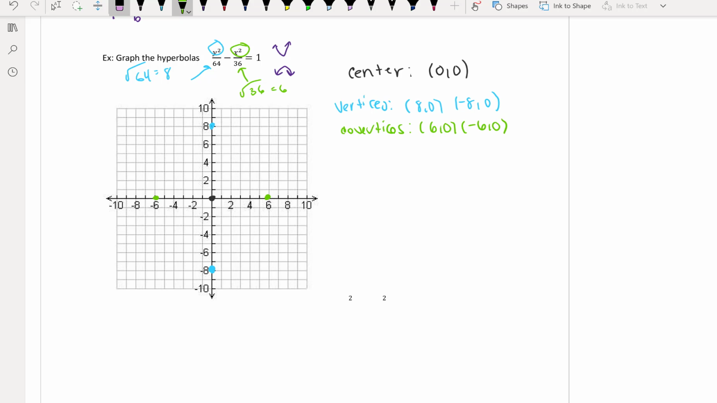And I can tell that I did something wrong because I was rushing. These vertices are not 8, 0 and negative 8, 0. But really, that ordered pair is 0, 8, and 0, negative 8. So just to make sure we know, this is 0, negative 8. And that ordered pair right there is 0, 8. There we go. I just kind of switched my ordered pairs there. So hopefully that makes sense. So now those 4 dots kind of give me my representation or my outline of the box.